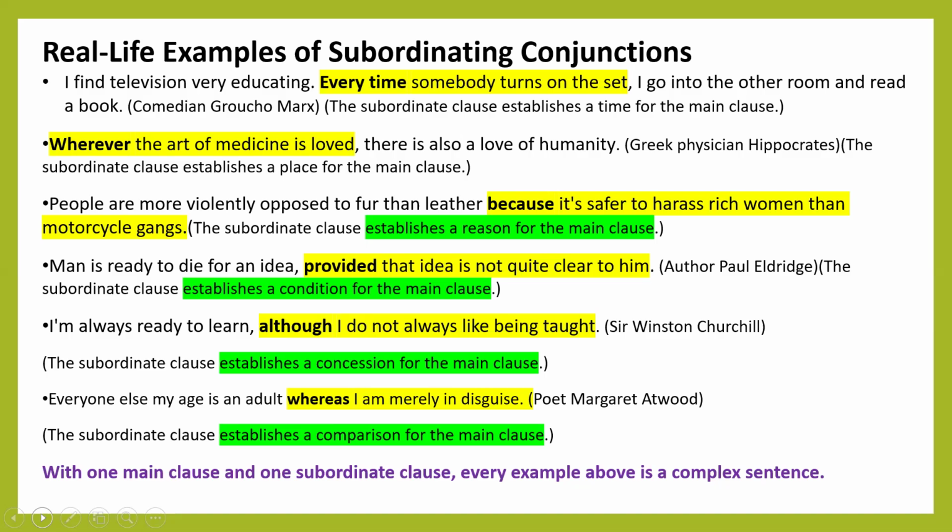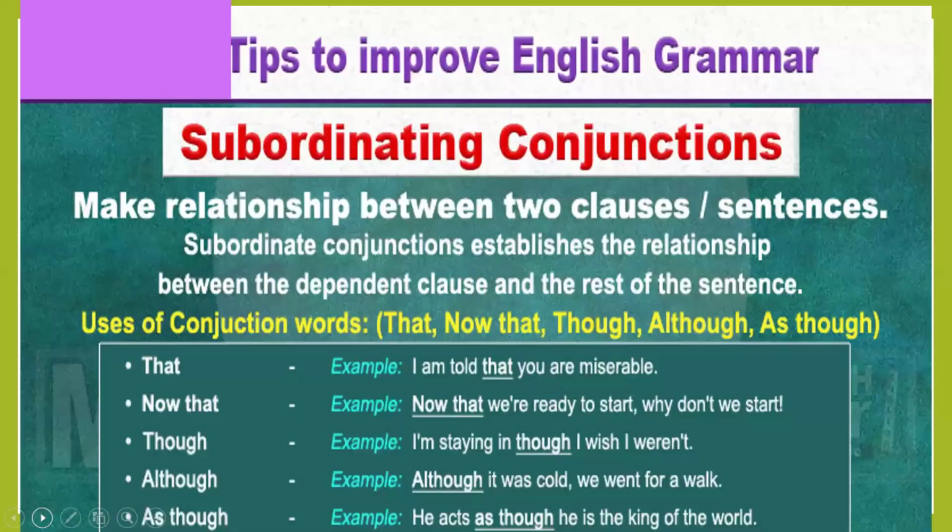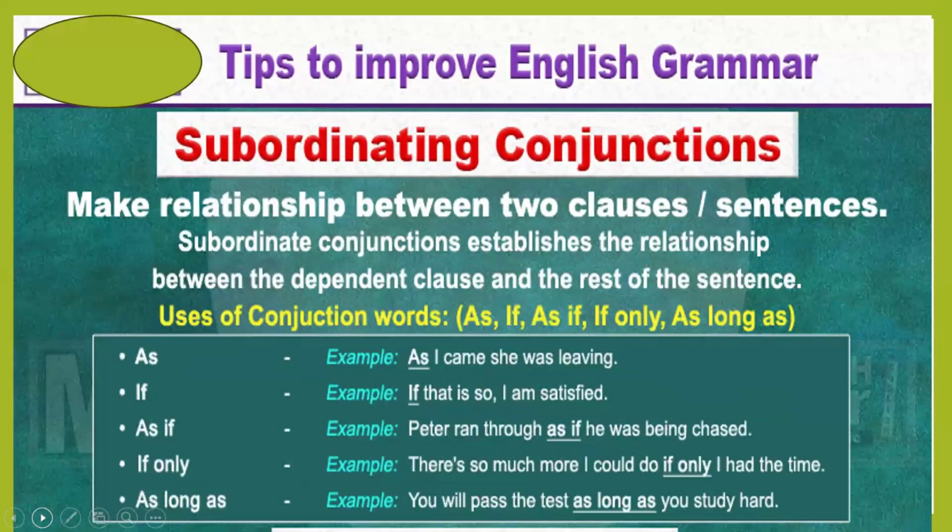With one main clause and one subordinate clause, every example is a complex sentence. A complex sentence is a combination of a dependent clause and an independent clause. A few examples: "I am told that you are miserable." "Now that we are ready to start, why don't we start?" "I'm studying, though I wish I were not." "Although it was cold, we went for a walk." "He acts as though he's the king of the world."